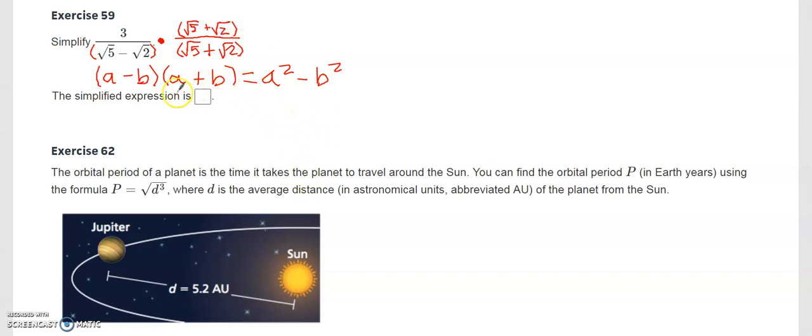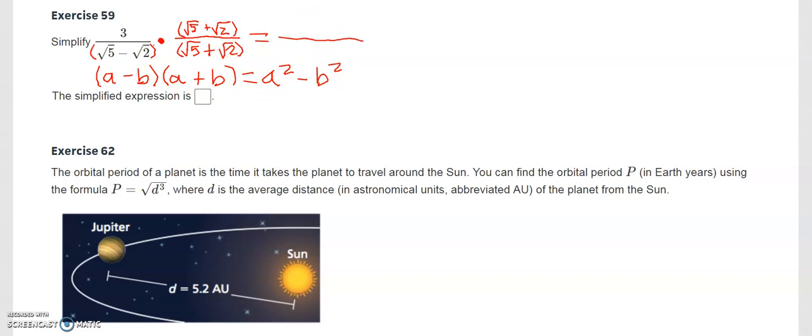Okay, so we're multiplying by 1. We're not changing the value of this expression. Beautiful, beautiful. Why do we multiply by the conjugate? Square root of 5 plus square root of 2, the conjugate of square root of 5 minus square root of 2. Because we get a squared minus b squared.